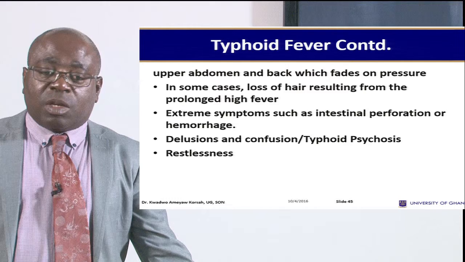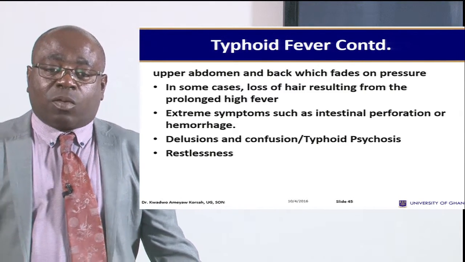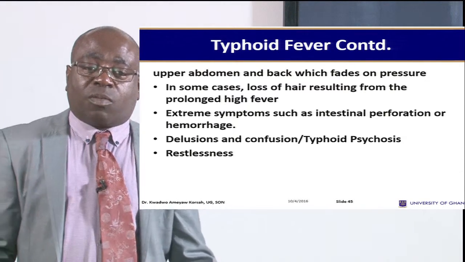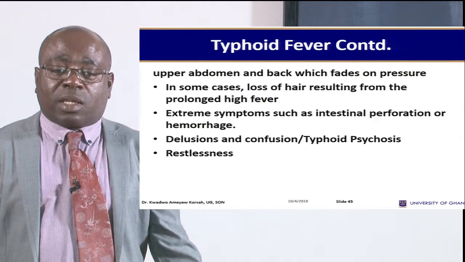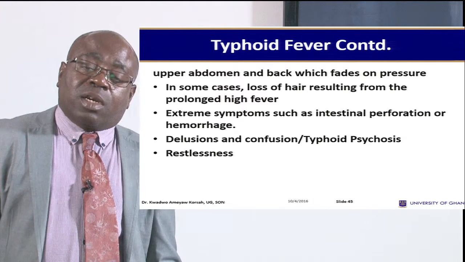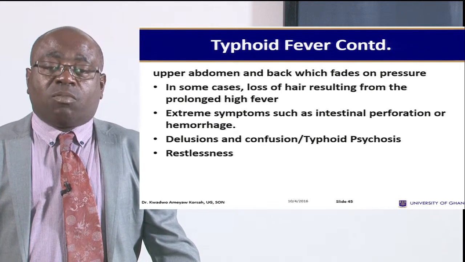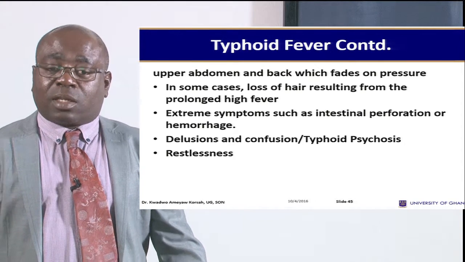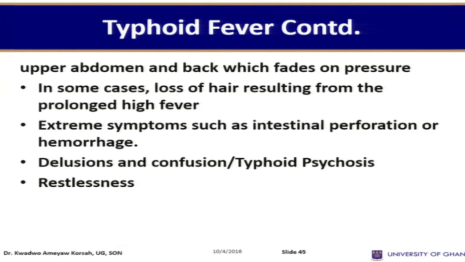And the patient may be picking some things from the ground, as if there's something on the floor. And when you ask them, they will say that ants are moving on the floor and they want to pick some of them. And some of them too become very aggressive because of disorientation to time, place, and person. And even if their relatives are standing by them, they may not see. So delusions and confusion in general may occur. And that is when we are looking at typhoid psychosis. And that is a stage whereby treatment is very important. And then they can also become restless.